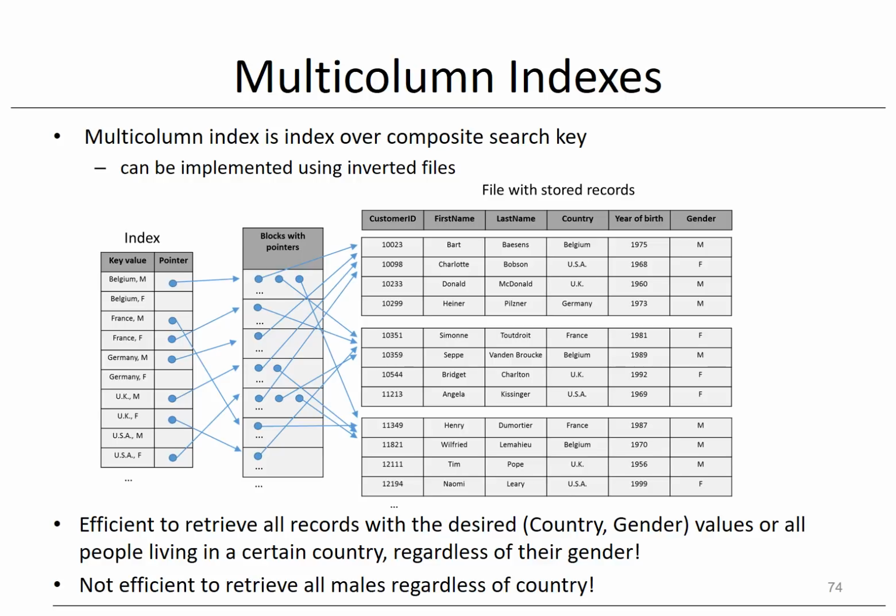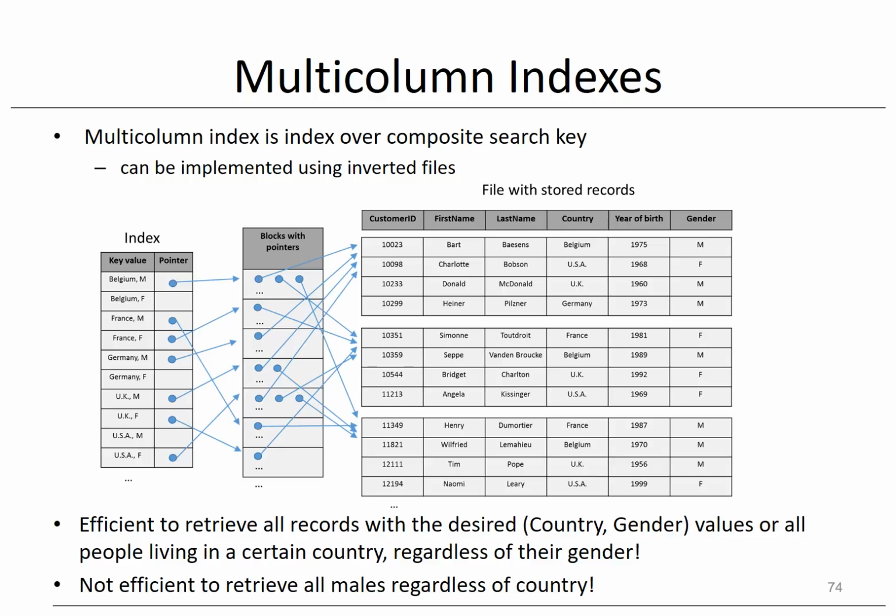The search key consists of the country and gender attribute types, and all index entries consist of combinations of country-gender values. Since the combination is non-unique, and since the data records are not sorted according to the search key, the inverted file approach is used with intermediate blocks containing all pointers to data records with a certain country-gender combination. Note that the index can be used to efficiently retrieve all records with the desired country-gender values.